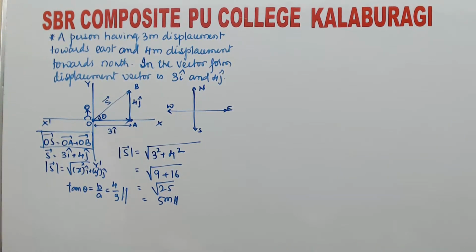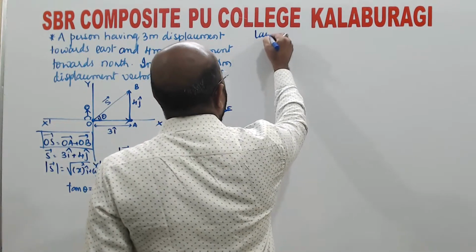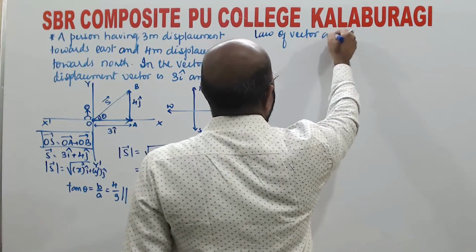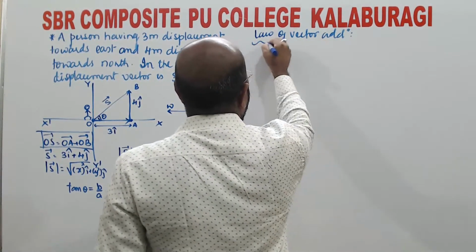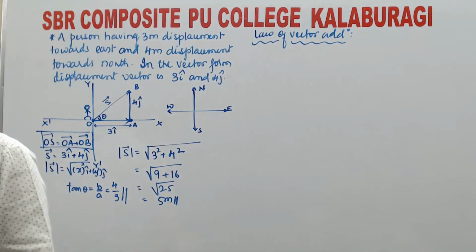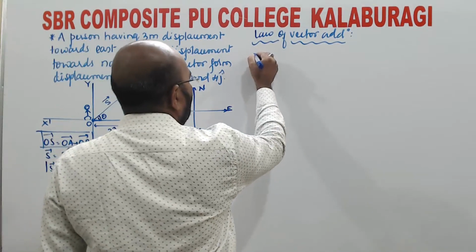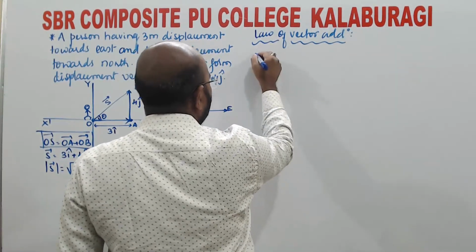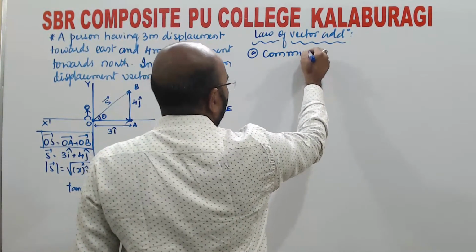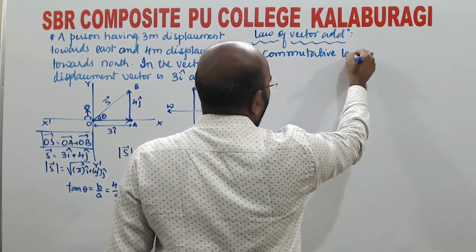So next one, laws of vector addition. Here we have the laws of vector addition. There are certain rules or laws which are applied to study the vector addition. Among them, the first one is called commutative law.